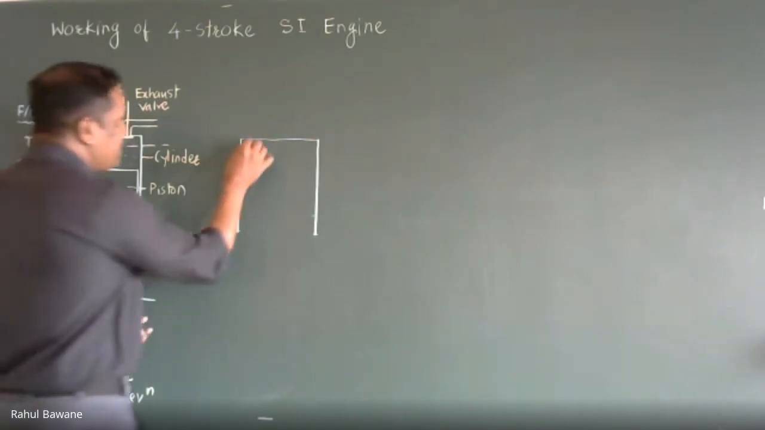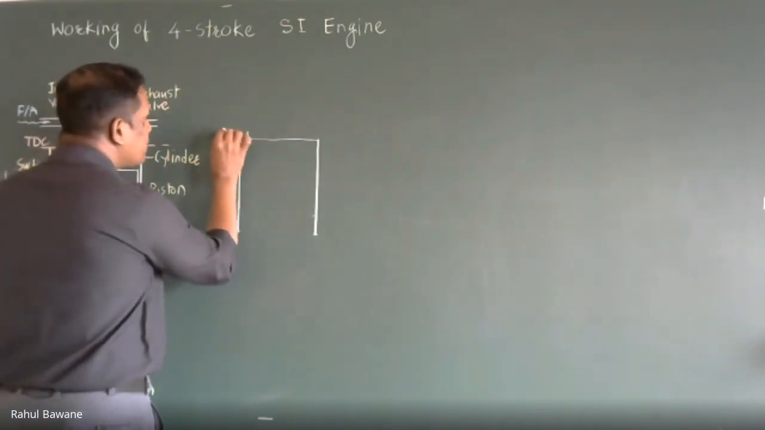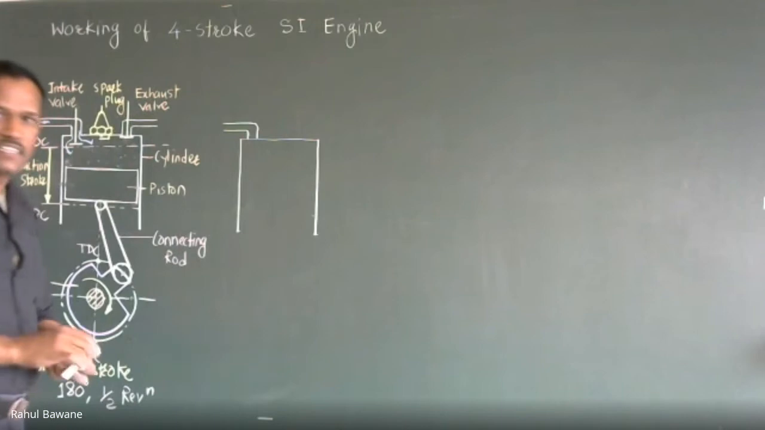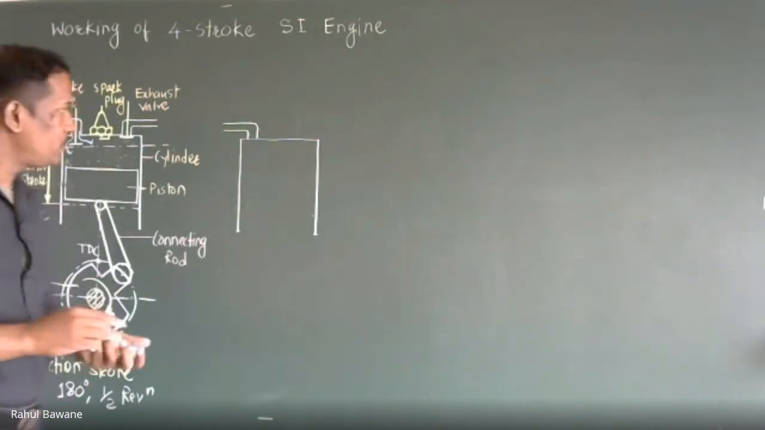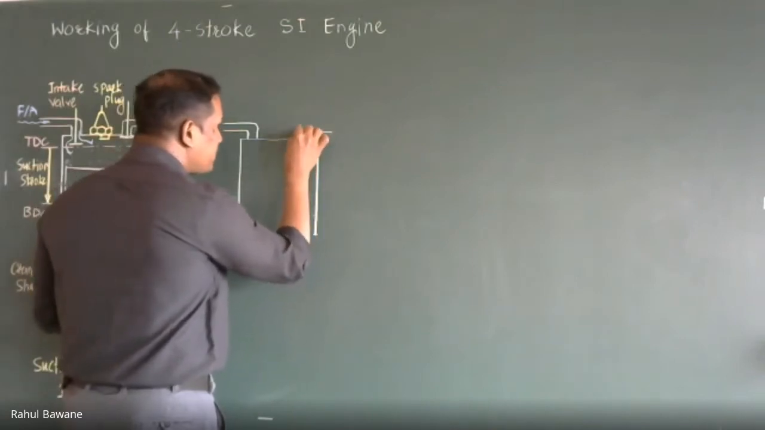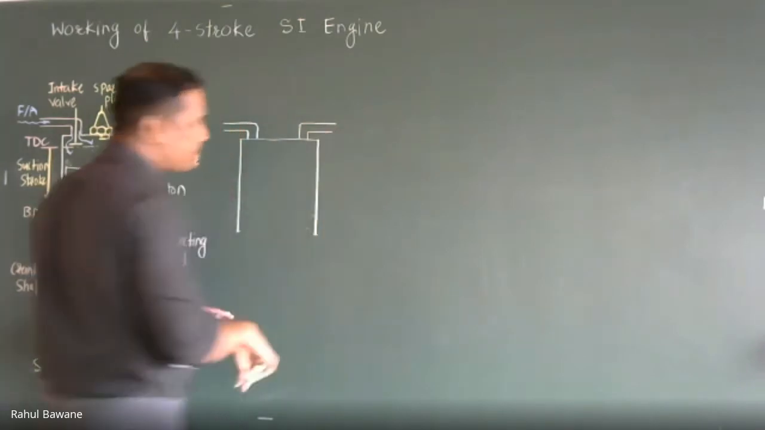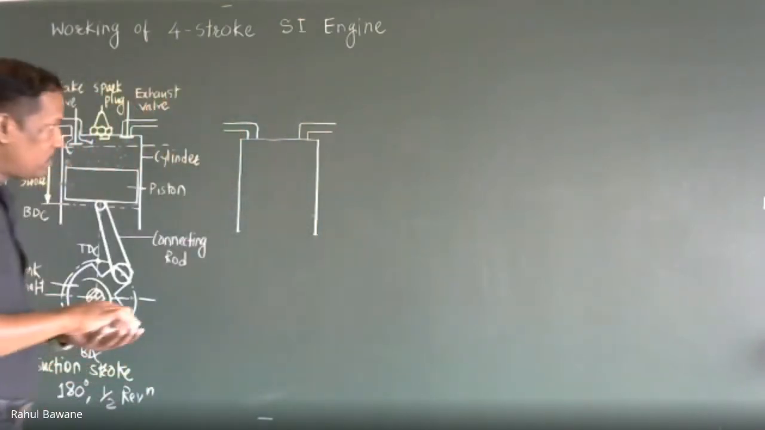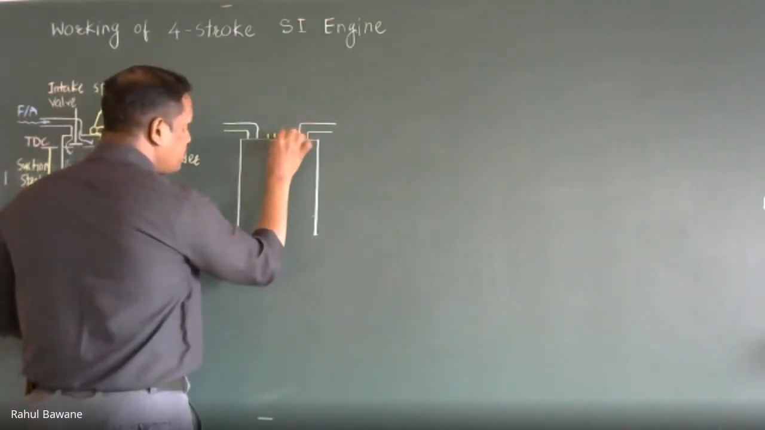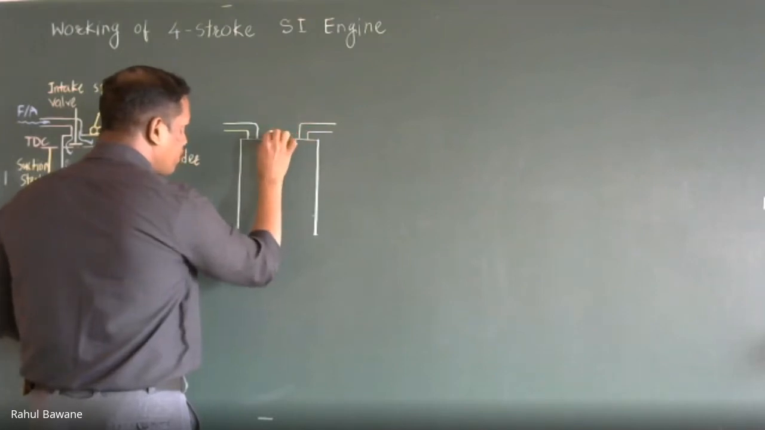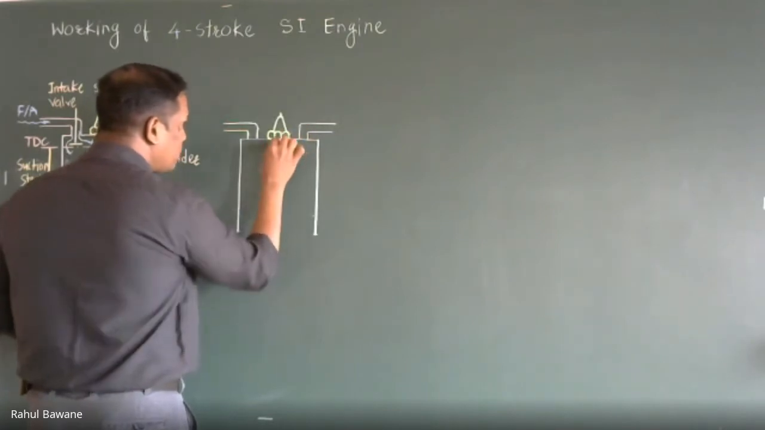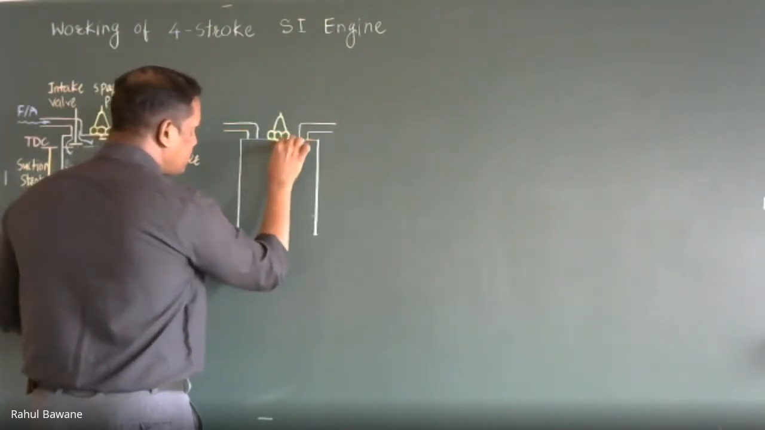Now there must be an intake passage. This is connected to the intake manifold later on, and that intake manifold is connected to the carburetor. There must be an exhaust passage, which is going to connect with the silencer unit. There must be a spark plug. In the same manner, we will draw the spark plug just like a pyramid shape. Then this is the center electrode and this is the L-shaped ground electrode.